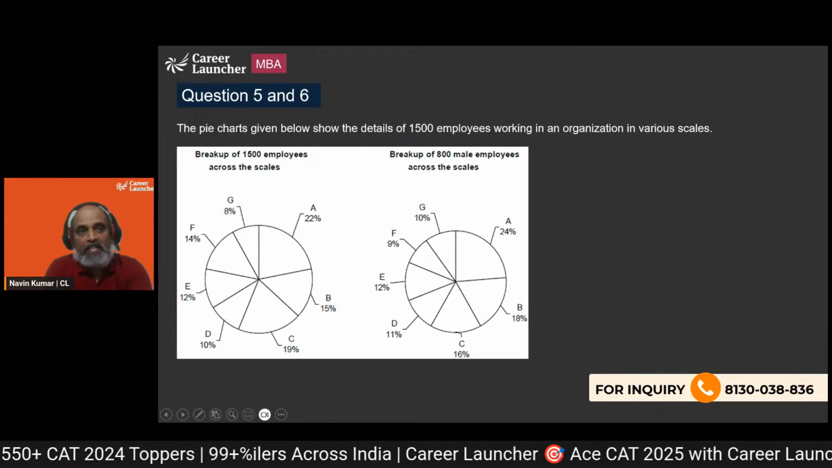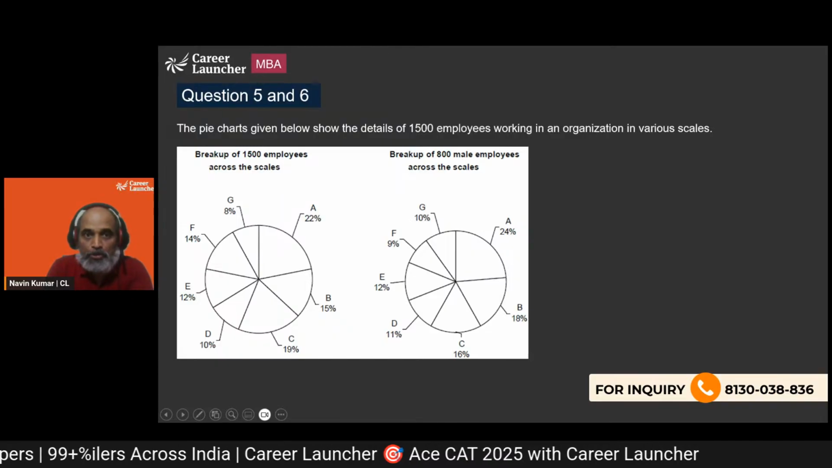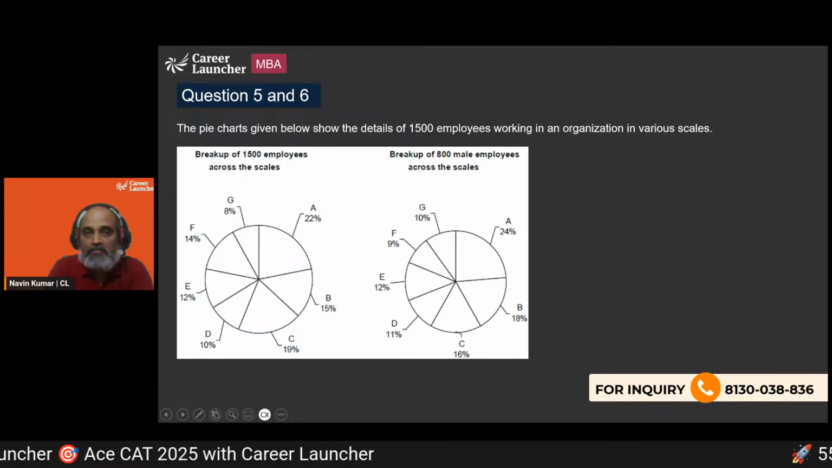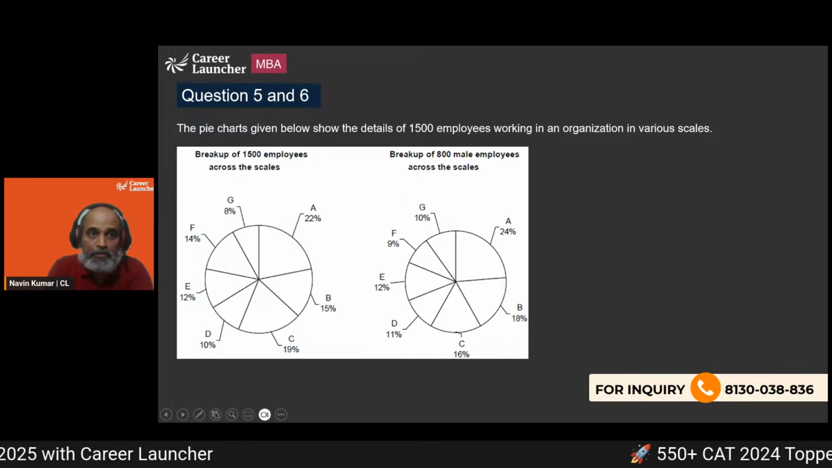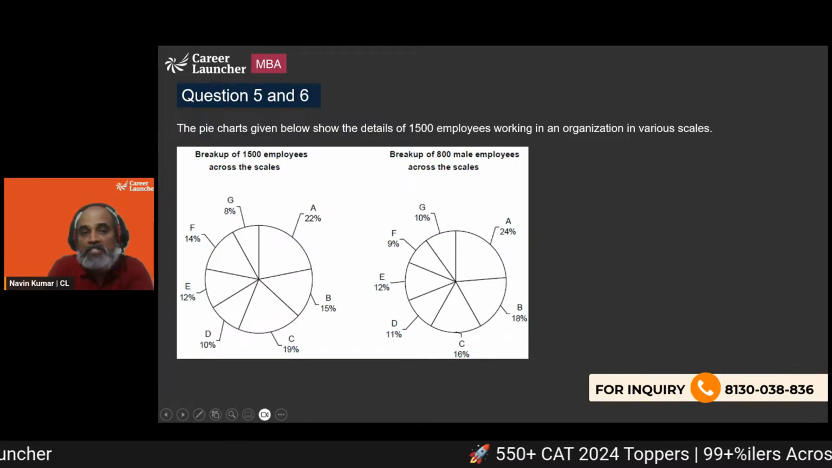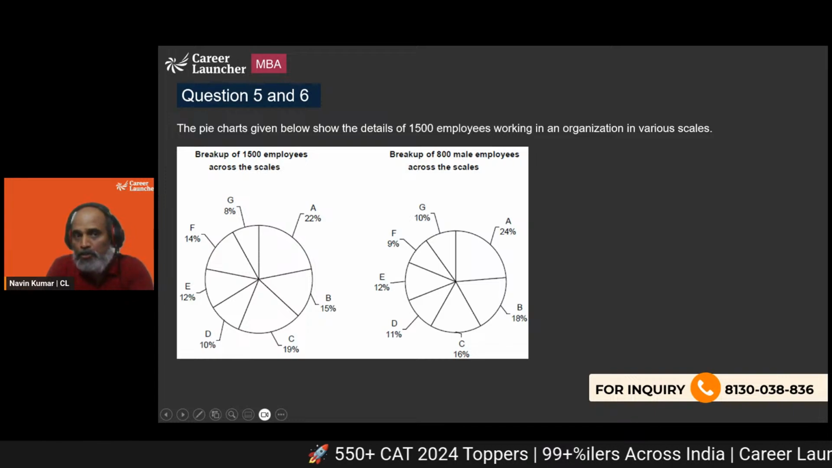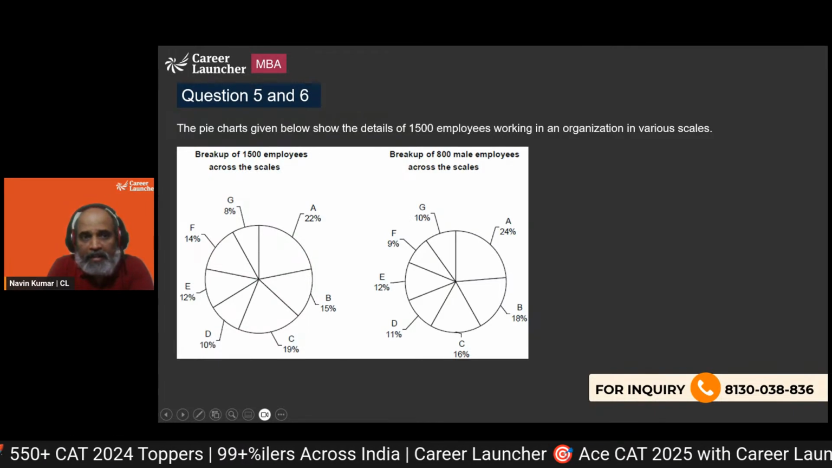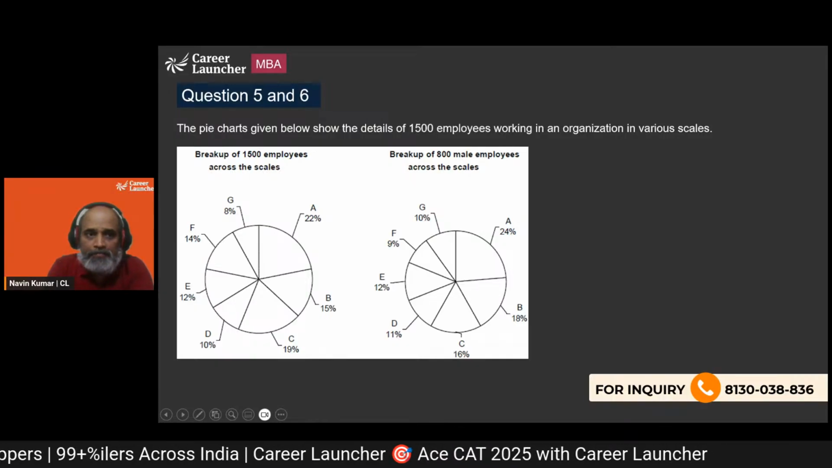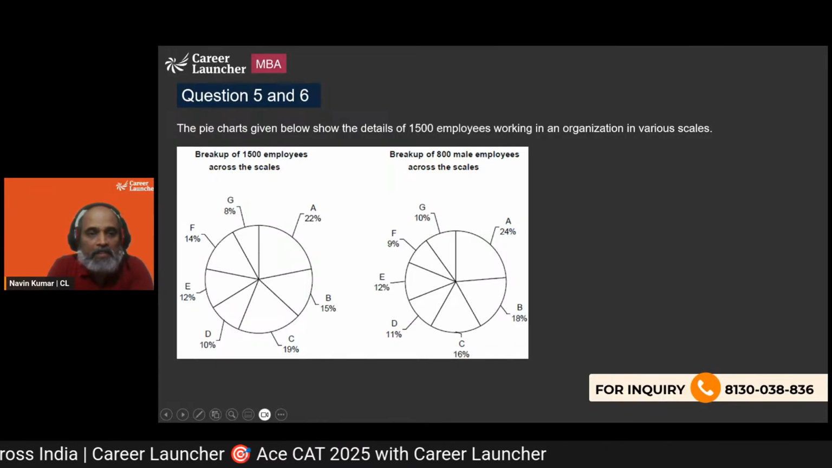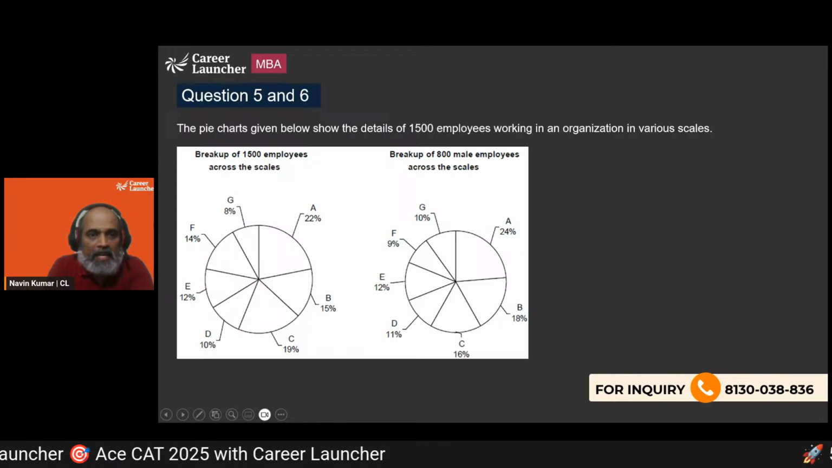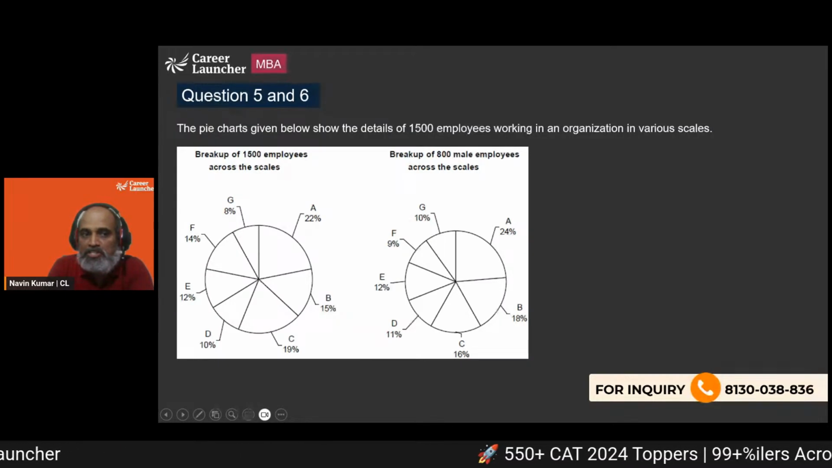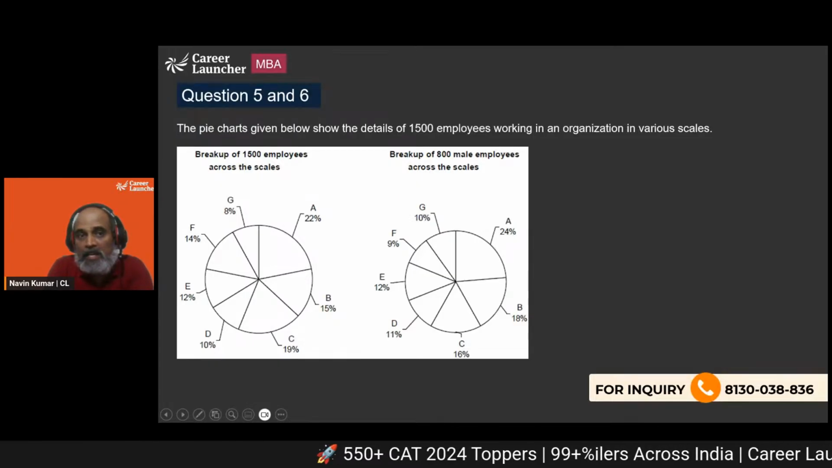Another set. The pie charts given below show the details of 1,500 employees working in an organization in various scales. The left-hand side pie chart tells us about the breakup of 1,500 employees across these scales in terms of percentage. The percentages will always add up to 100%, right? Looking at the scales, scale A is the highest, which is 22%, while scale G is the lowest, which is simply 8%.